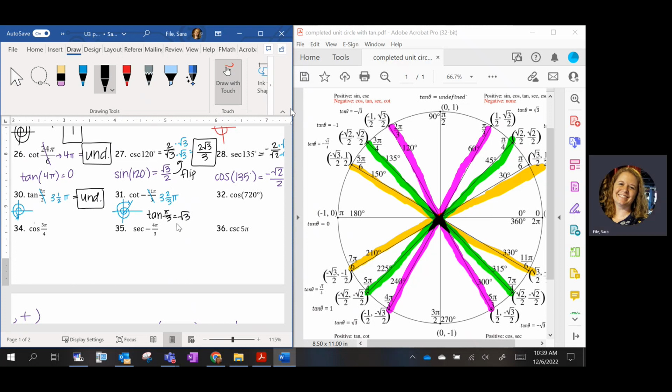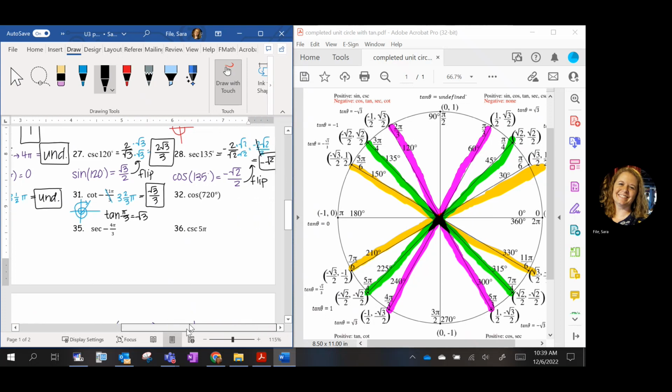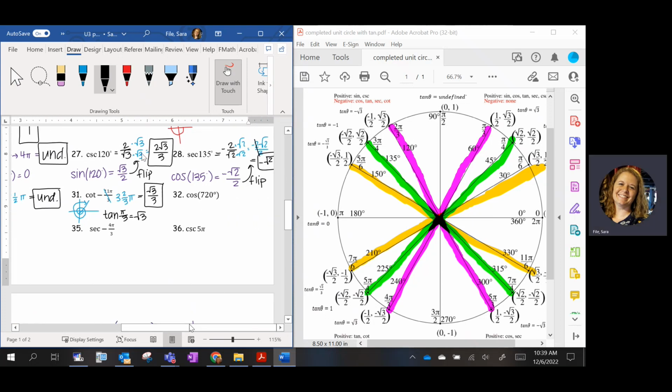If tangent at pi thirds is root 3, what's cotangent at that coterminal angle? Root 3 over 3. All right, 720. Oh, yes, good catch.